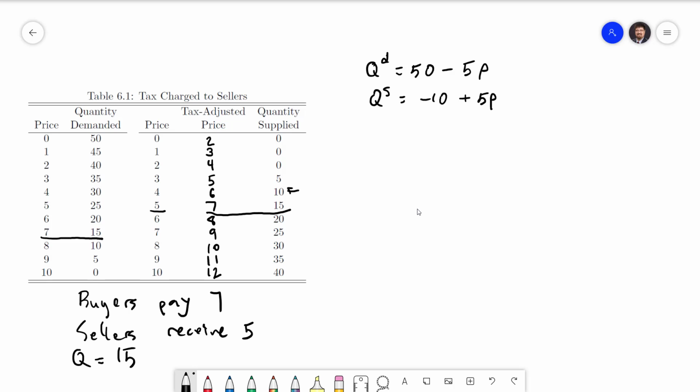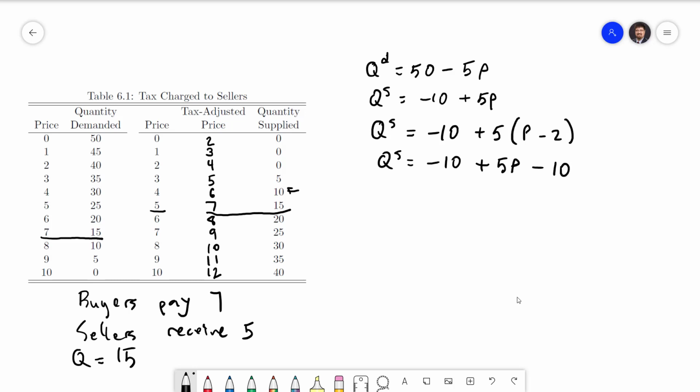Since the tax is charged to the sellers, we need to adjust the supply curve to account for the tax. Since the tax of 2 is going to the government, we need to replace our p with p minus 2. Remember to put the 2 inside the parentheses. We can now use the distributive property to clean this up. We get minus 10 plus 5p minus 10. Remember to distribute the signs appropriately. We'll combine the negative 10s to get negative 20 plus 5p.